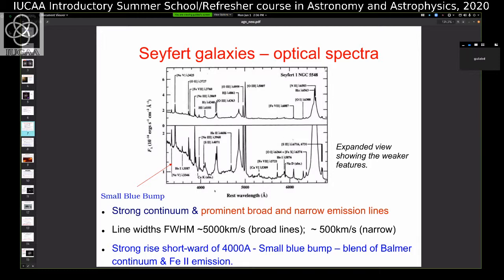And in the bottom panel, there is a zoomed in version of this spectrum to show the features near the continuum. First of all, you will notice at the blue end of the spectrum, below about 4,000 angstrom, there is a rise in the spectrum. So this is called the small blue bump. And this arises due to the Balmer continuum from hydrogen, as well as a large number of transitions from the singly ionized iron atom. So these two features, the Balmer continuum and the large number of emission lines from the iron, constitute the small blue bump.